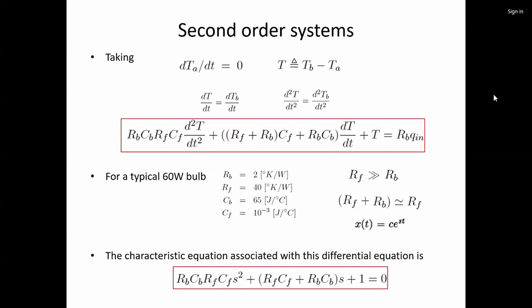Now, for a typical 60 watt electric bulb, the resistance RB has been estimated to be 2 Kelvin per watt, and RF is higher because it is air, so 40 Kelvin per watt. Capacitance of the bulb surface is 65 joule per degree centigrade. Capacitance of the filament is very small, 10 to the minus 3 joule per degree centigrade.